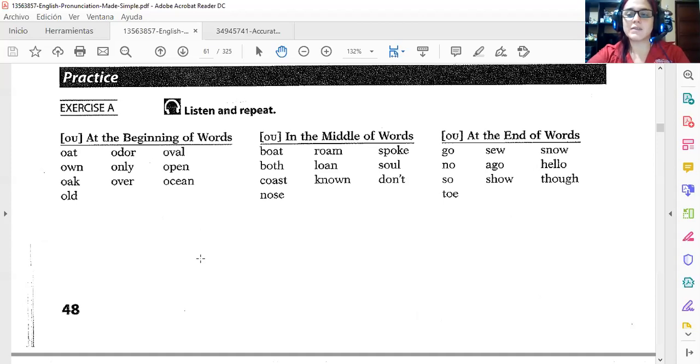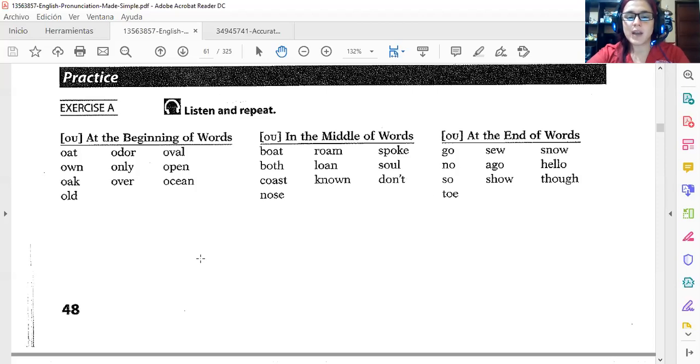The idea here, as we have done in classes, now we are in the virtual mode, but the idea is to make a similarity with the real classes in a classroom, in the lab. So the idea is that I say the word and you repeat. The first column is oat, own, oak, old, odor, only, over, oval, open, ocean.